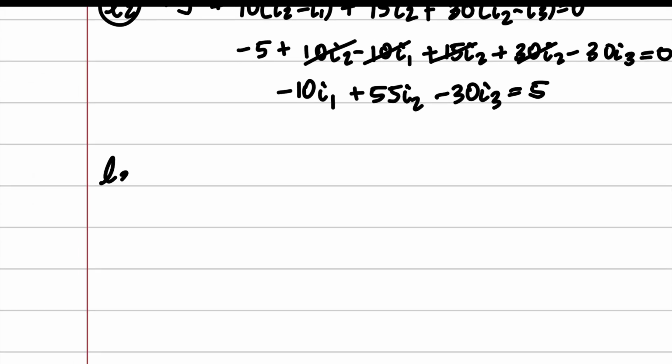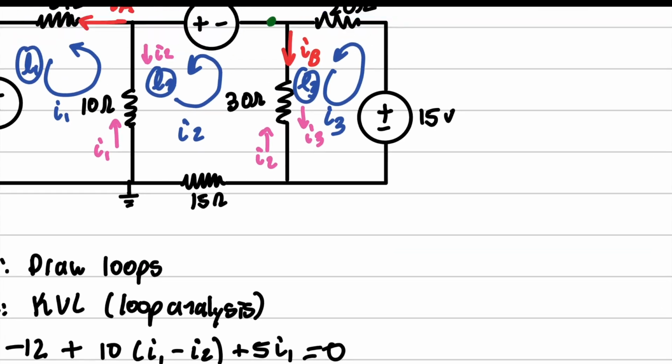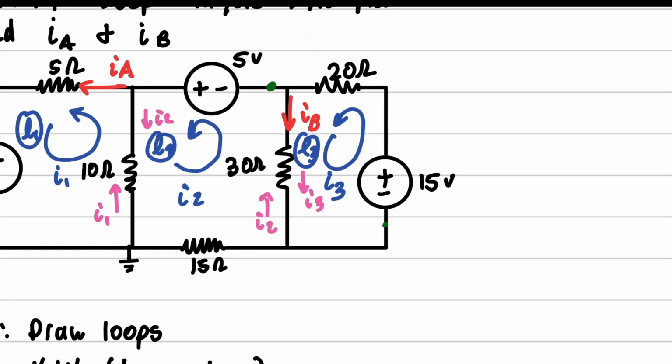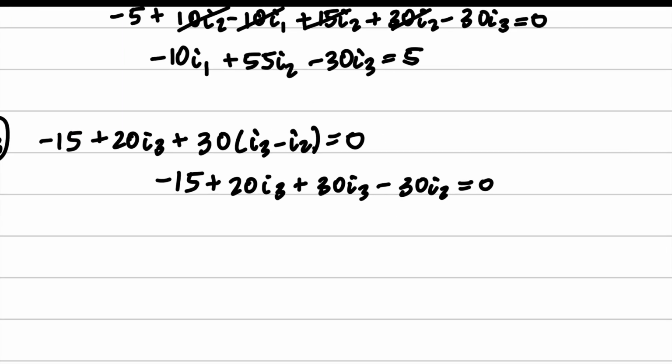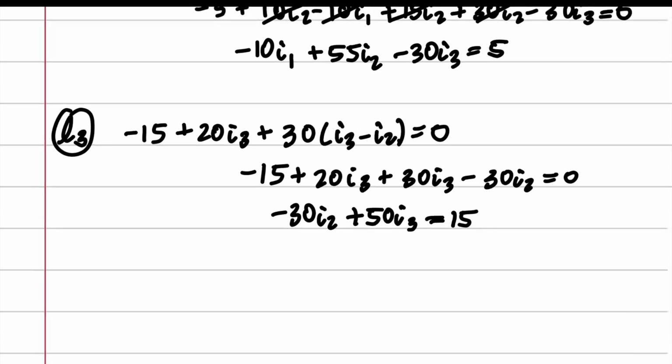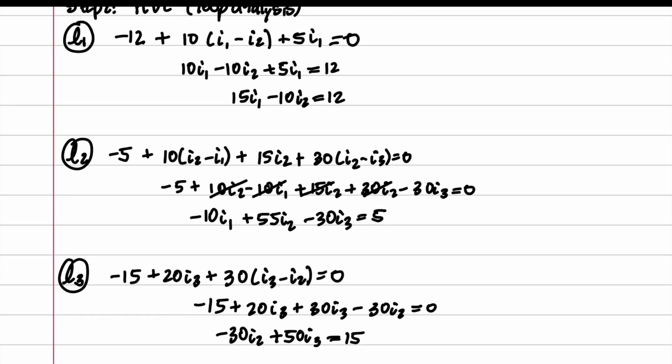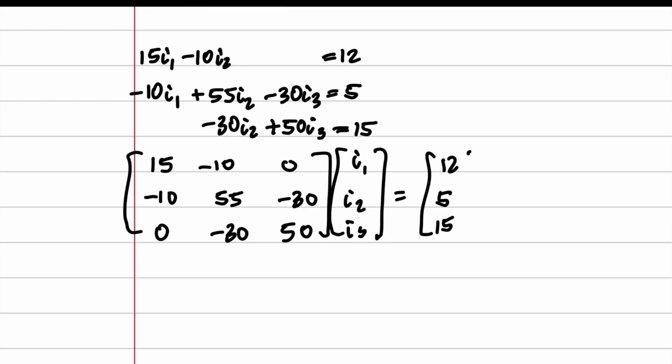Last one. I'm going to go ahead and start right here. We're going to go up through the 15 volt battery through the negative side, walking to 20 and walking down to 30. And there we have it. We have our 3 equations and 3 unknowns. Let's go ahead and put this into a matrix form. All right, now let's go ahead and put this into the calculator.